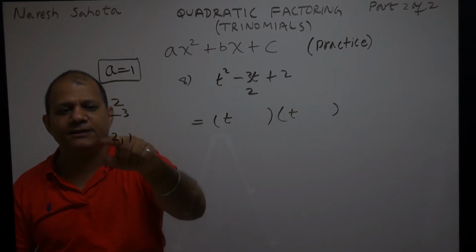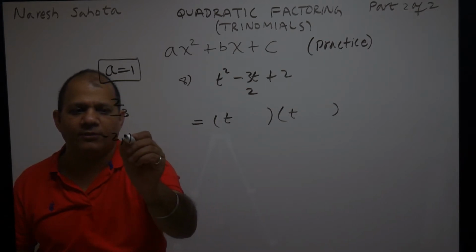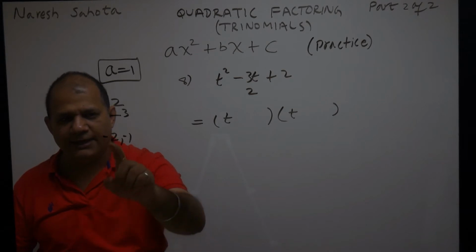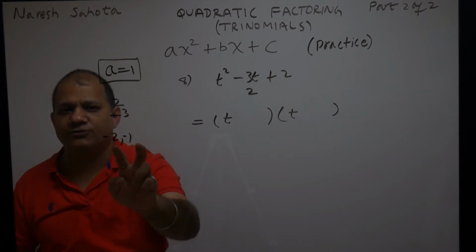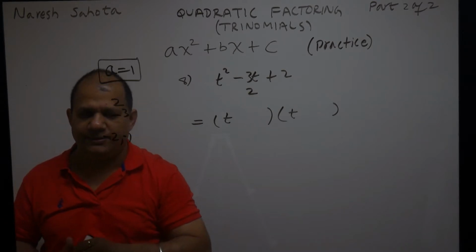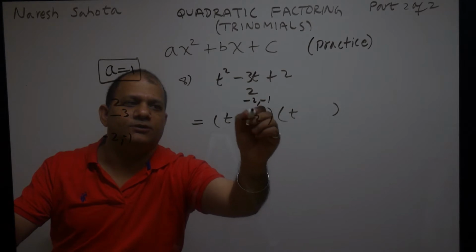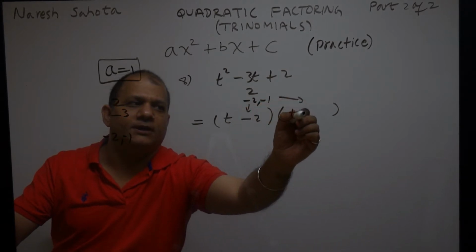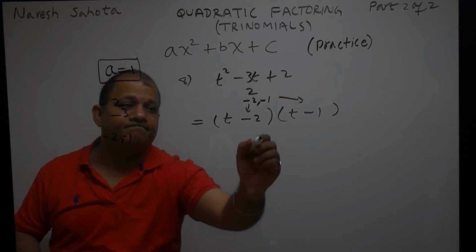Okay, so when I add these two, I want negative 3. So it looks like both of them are going to be negative, right? So negative 2 times negative 1 is positive 2, and when I add negative 2 and negative 1, I get negative 3. So it's negative 2 and negative 1, so t minus 2 and t minus 1 are the factors.